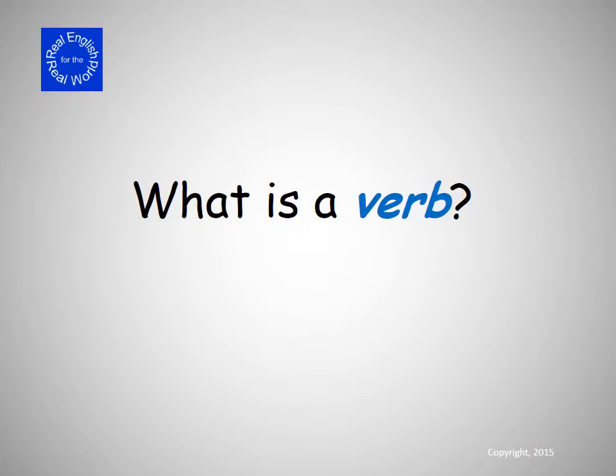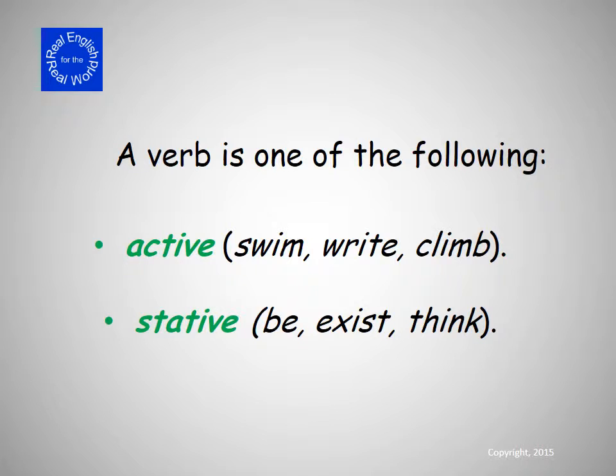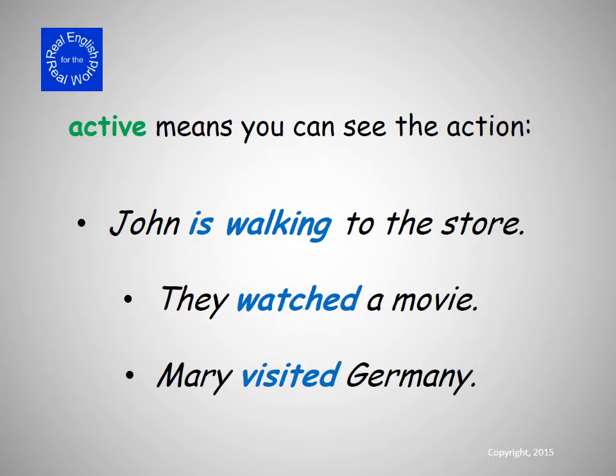What is a verb? A verb is one of the following: active: swim, write, climb; stative: be, exist, think. Active means you can see the action. John is walking to the store. They watched a movie. Mary visited Germany.